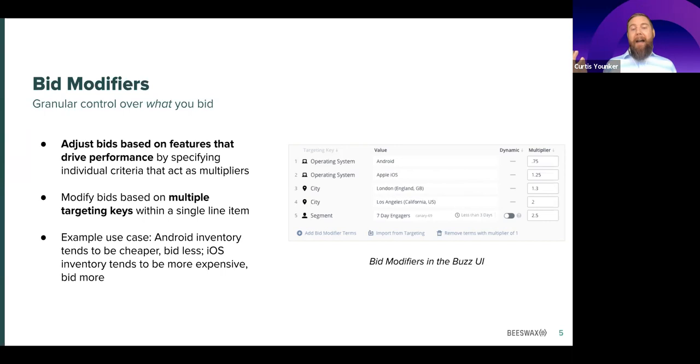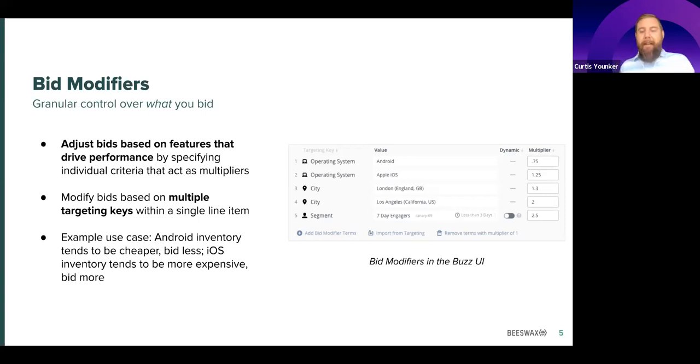Of course, these are contrived examples, but these are the types of things that you're meant to be able to do with bid modifiers. Most of our customers use these, and we've got folks in the system every day configuring these and applying them to their line items and campaigns.